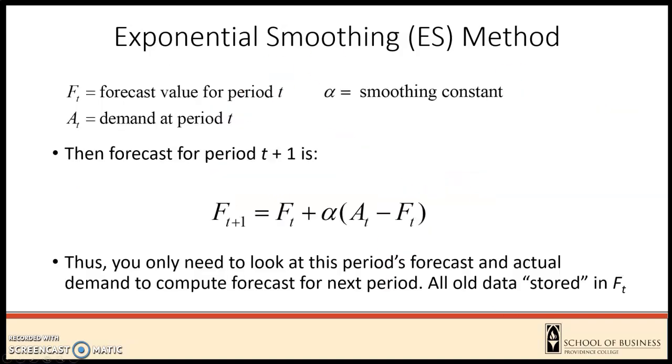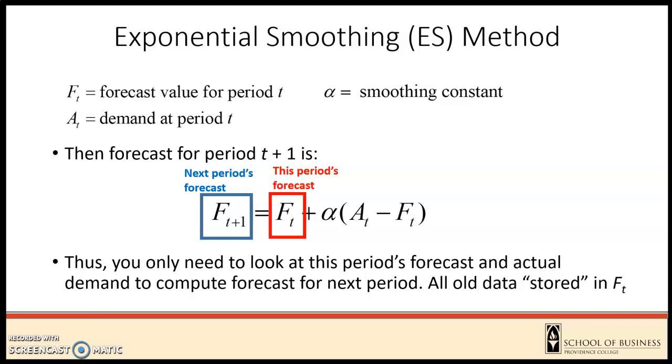So let's take a look at the equation. We're going to forecast for the next period. So that's F sub t plus 1 is our equation. What we're going to do is take whatever the forecast for this period was, which is F sub t, and then add to that alpha, which is our smoothing constant, times the difference between this period's demand and the forecasted period that we've got.